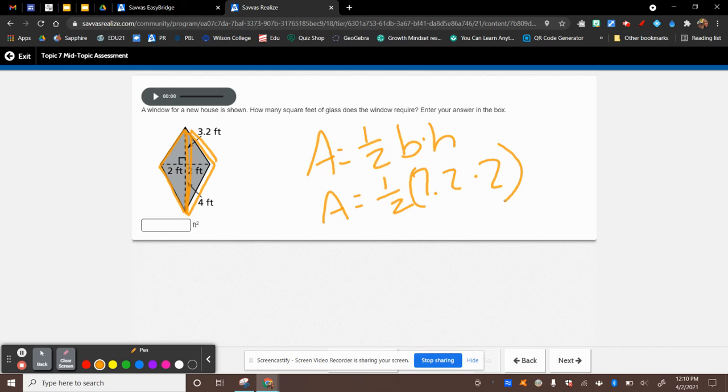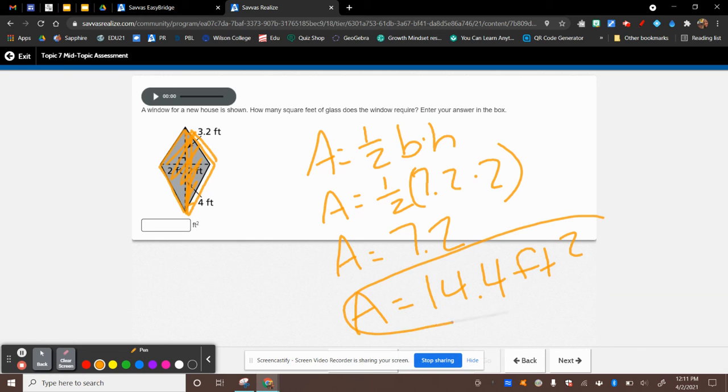Now, I'm going to take half of that to get the area of it, but then I'm going to times it by 2 because there's 2 of them. So I'll go ahead and go through each step. Divided by 2 is 7.2. So the area of 1 is 7.2. In order to get this whole thing, I need to double it, which is back to 14.4 feet squared for the entire rhombus.